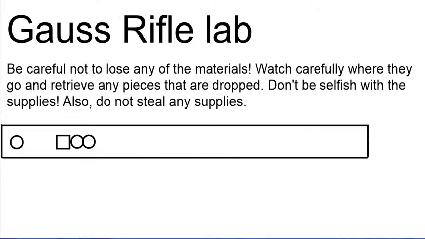This is the Gauss Rifle Lab. This is a pretty fun lab, and you're going to set it up as I've shown you here. So this would be a ruler, and these would be steel spheres, and these would be your cube magnets. Now what you're going to do is set these up like this. So you're going to have one cube and two spheres. And you're going to have a separate sphere off to the side, and this other sphere you're going to bring close enough, and then it's going to hit this magnet.